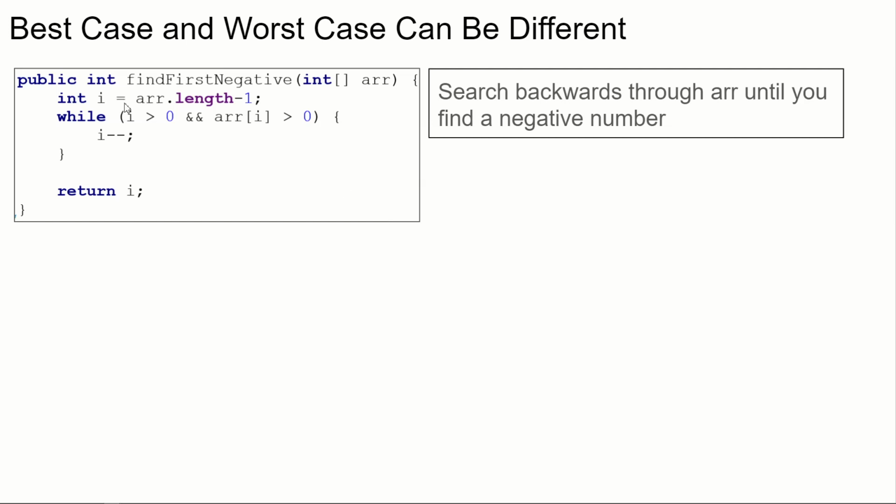So in this example, we're starting an index at the last element of a list, and we're going backwards through the list as long as there's still more things to check and as long as the elements are positive. So in other words, we're searching backwards through the array until we find a negative number. The reason I was pausing is because I'm realizing this has a small bug.